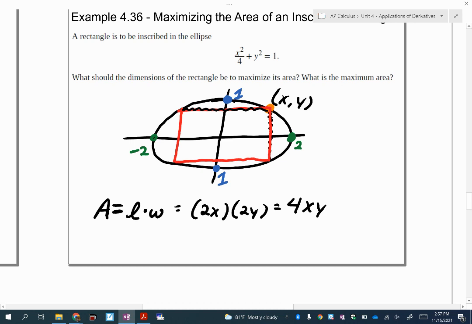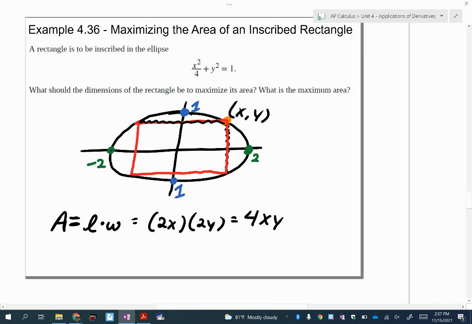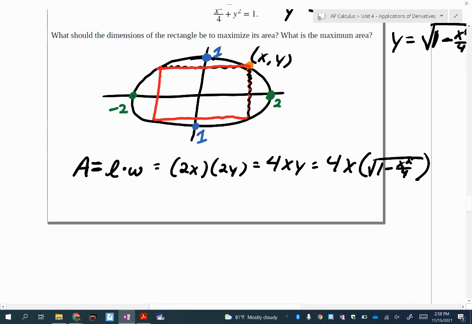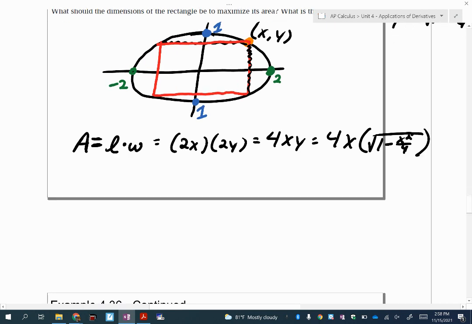Now, unfortunately, I can't really move forward with this because I have 2 variables. So what I want to do is use this ellipse equation up here and solve for y. So y squared equals 1 minus x squared over 4. Taking the square root of both sides, you get y equals the square root of 1 minus x squared over 4. Okay, so I'm going to replace that, and get 4x times the square root of 1 minus x squared over 4. So this is essentially the equation that I want to find the maximum of.